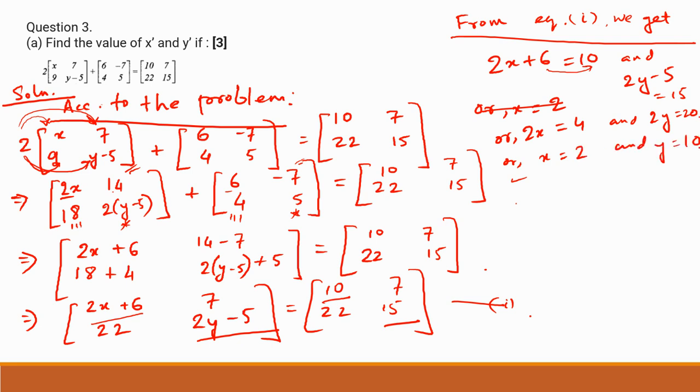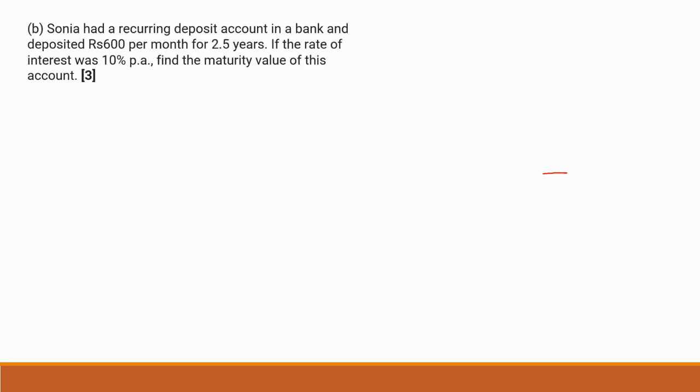They asked you the value of x and y, so you get the x value as 2 and the y value as 10. Answer: therefore x equals 2 and y equals 10. This is your answer to this problem. When you are asked to find x and y for a matrix, just do it this way. Okay, hope it's clear to you guys. Let's move on to the next question.